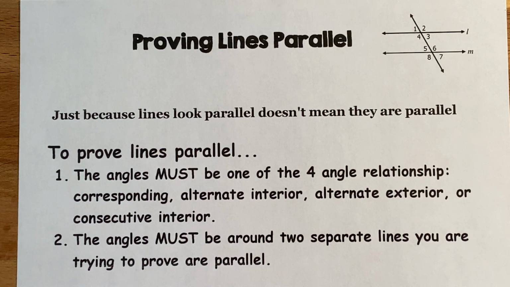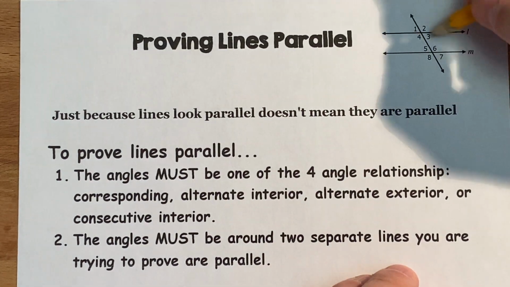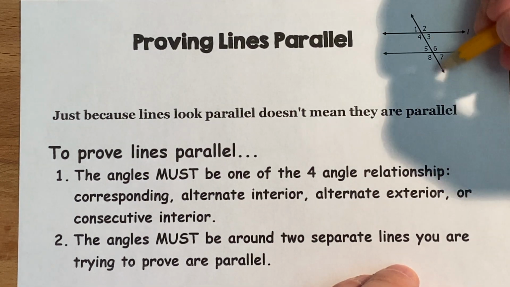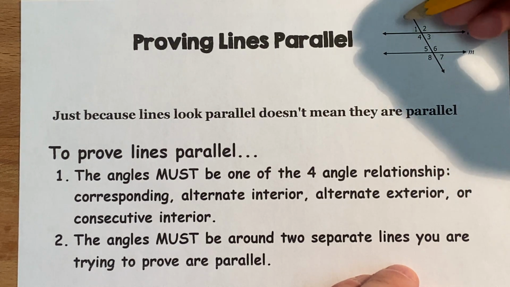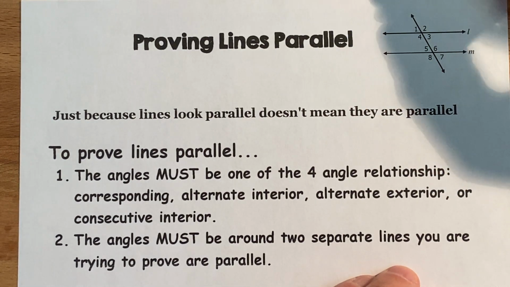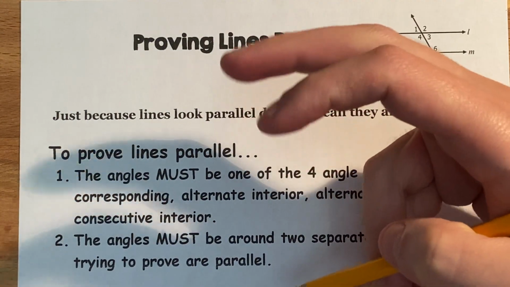Today we are going to be looking at parallel lines again with a transversal. If you forgot, if you have two parallel lines, a transversal is just a line that goes through both of them. It is called a transversal. And today we're talking about proving lines are parallel.